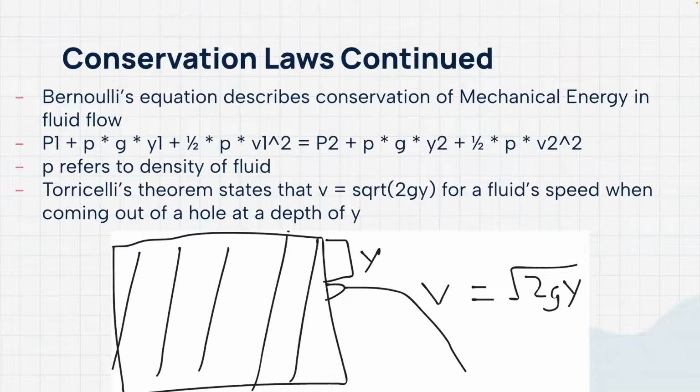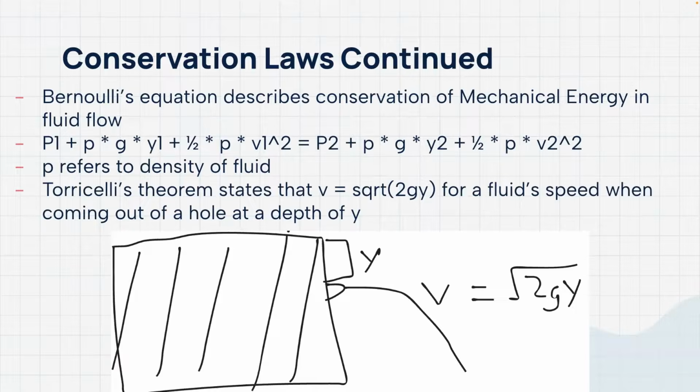Bernoulli's equation describes conservation of mechanical energy in fluid flow. So the initial pressure plus rho g y1 plus 1/2 rho v1 squared is equal to the final pressure plus rho g y2 plus 1/2 rho v2 squared, where rho refers to the density of the fluid. This will also be on the equation sheet, and you can just use this whenever you need it.